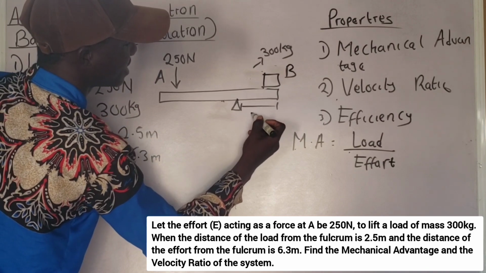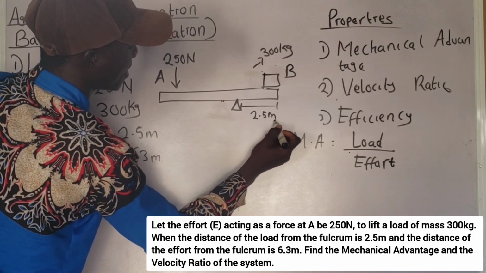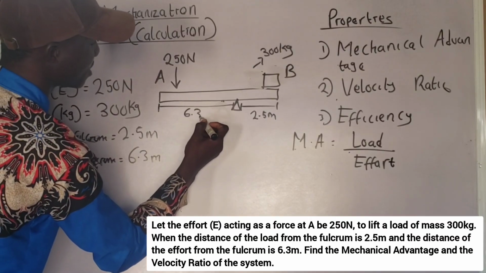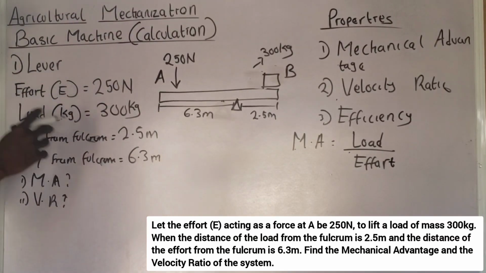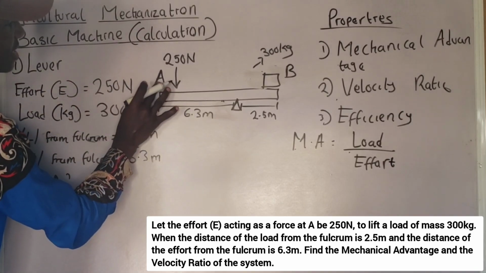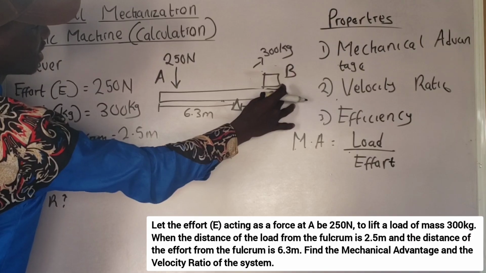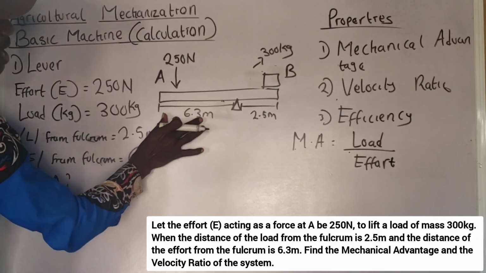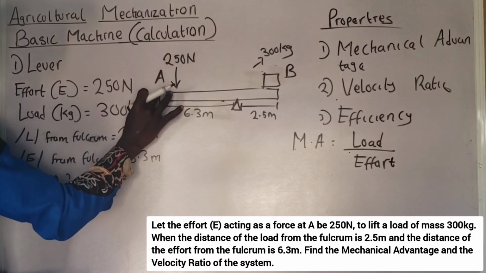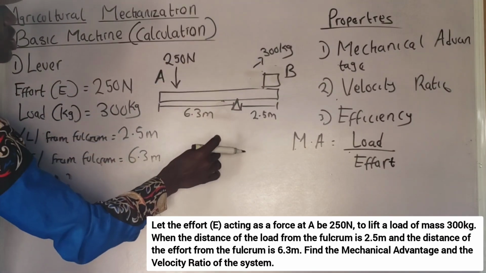From the load point, that is 2.5 meter. And the distance from this point to this point is 6.3 meter. So you can see now I've already interpreted the question into a diagram. The distance from this is the effort side, this is the load side. So this is the effort arm and this is the load arm.